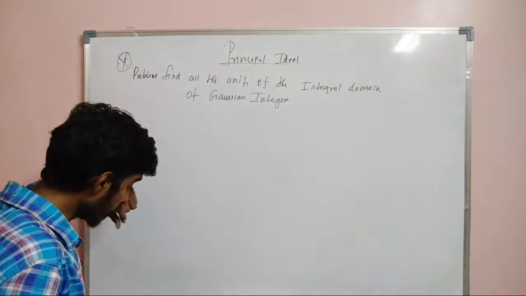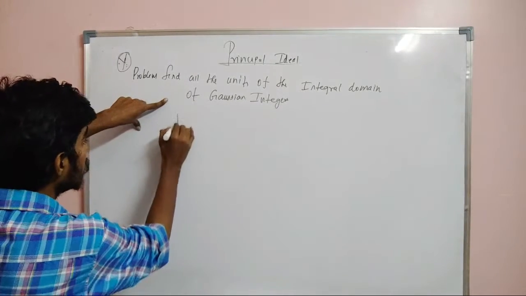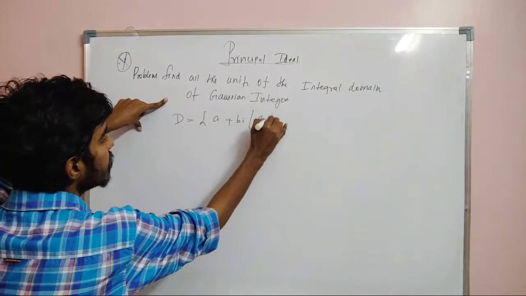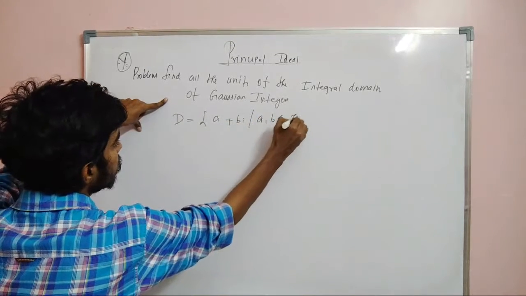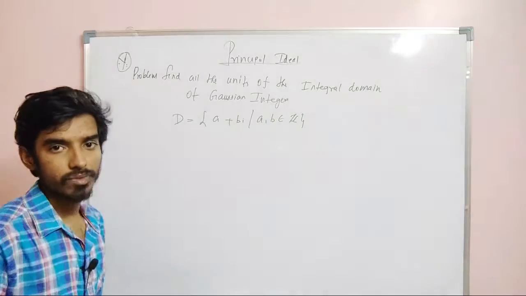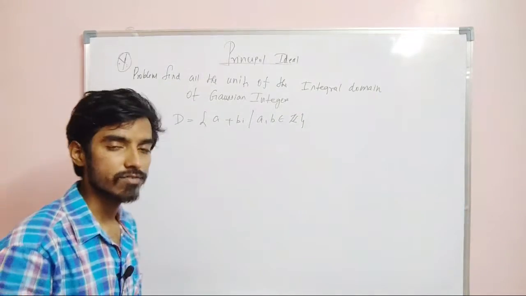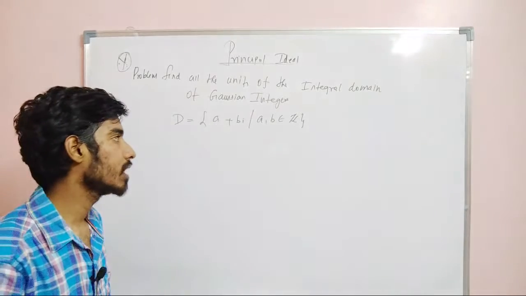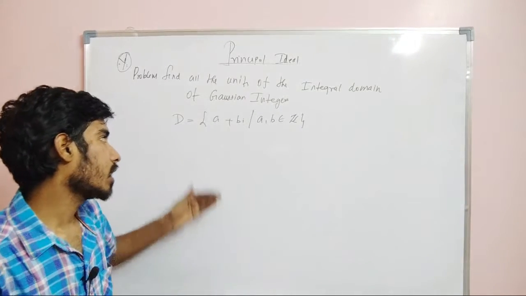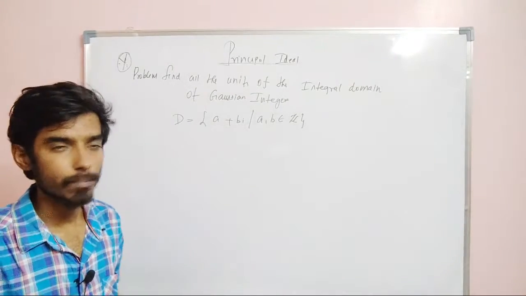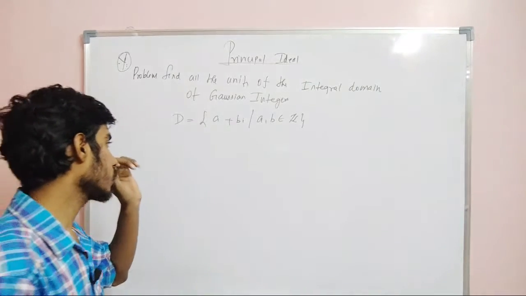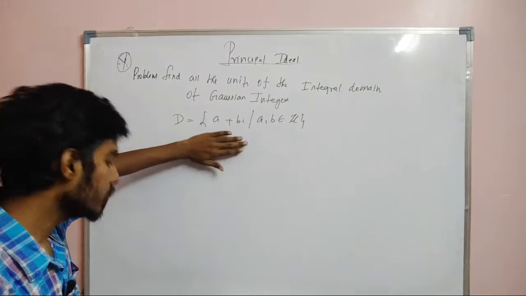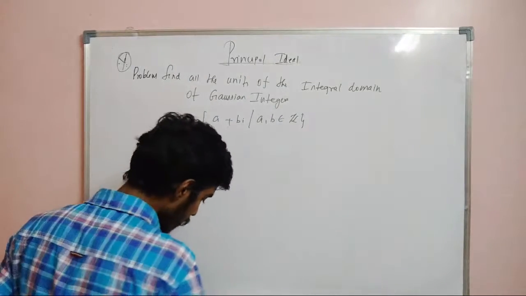So recall what is meant by Gaussian integers. The set D is of the form a plus bi, where a and b belong to Z. This set is called the Gaussian integers, that is, the set of all complex numbers a plus ib where a and b are integers. Surely this is a subset of the complex numbers, and we need to find all the units for this set.